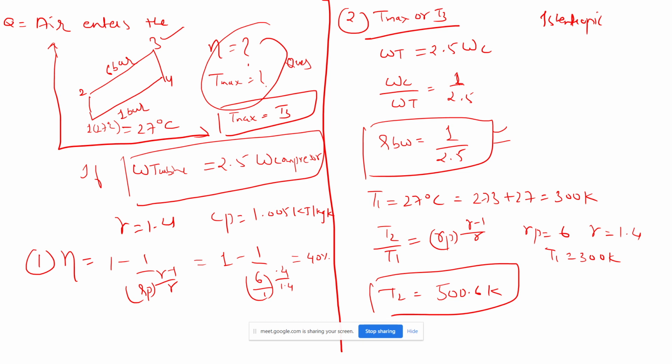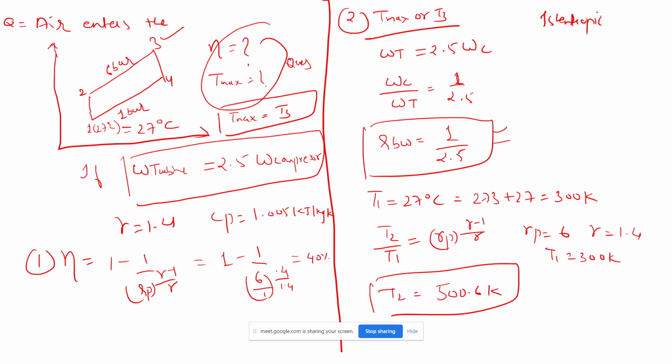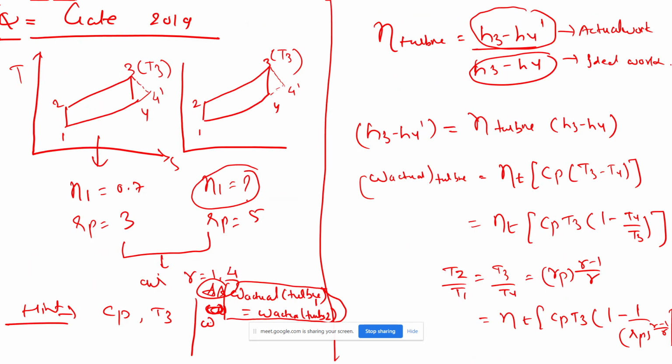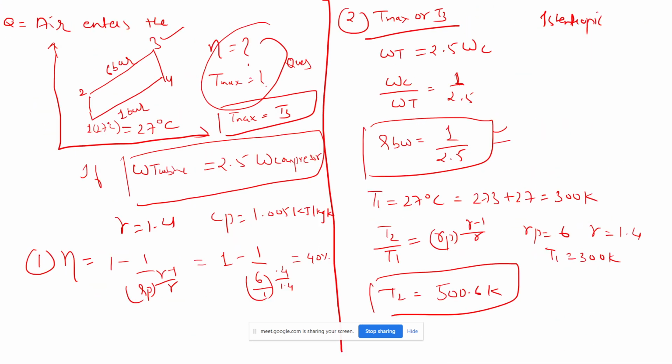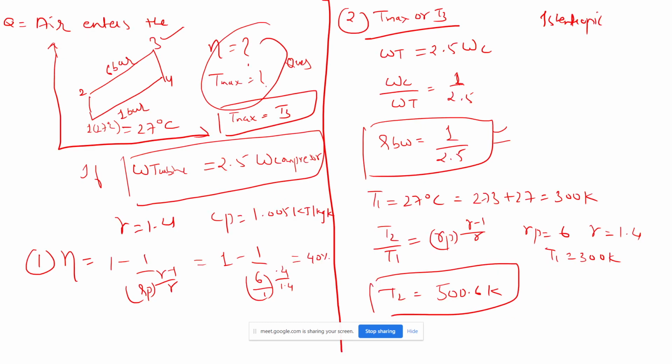Was that a numerical problem? I think the back work ratio problem I have discussed only one or two problems. In one problem you solved another way, but you said by this we can also solve it. Yes, in this problem only I said turbine work was given as 2.5 times the compressor work.